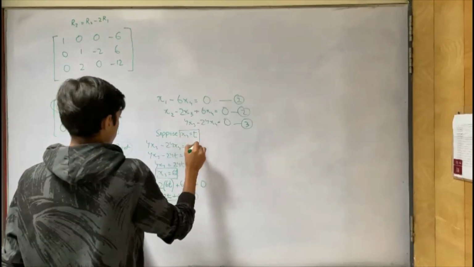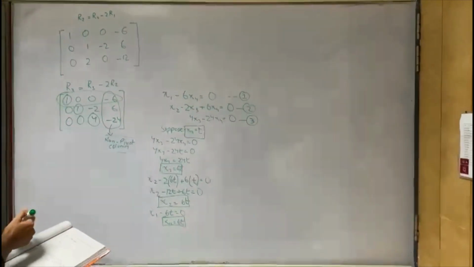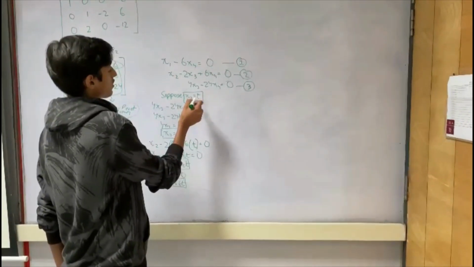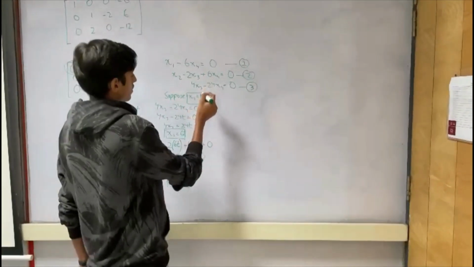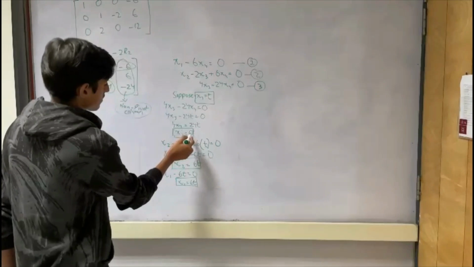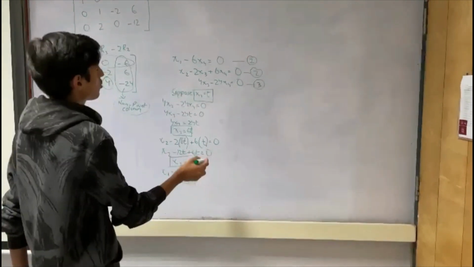After this, we will choose a minimum value for t, that could be 1. So if we assign 1 to t, then x3 would be 6, x2 would also be 6 and x1 would also be 6.